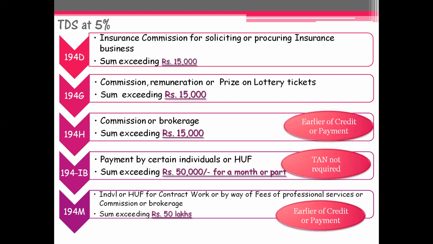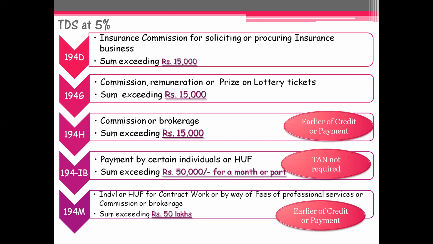The only exclusive condition for this section is that TAN is not required. For all the other TDS cases, TAN is required. However, for section 194IB, TAN is not required. Say if PAN is not available, then TDS should be deducted at 20%. That is a general rule in TDS. Whenever the payee does not provide you with his PAN, you are liable to deduct TDS at 20% rather than the rates under the applicable sections.